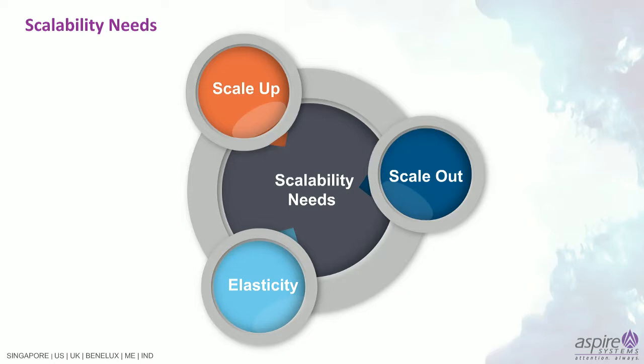There are two techniques that you could adopt to scale. One is scale up and the other one is scale out. Scale up is increasing the resources such as CPU and memory. Scale out is adding more nodes to an existing cluster and then balancing them.